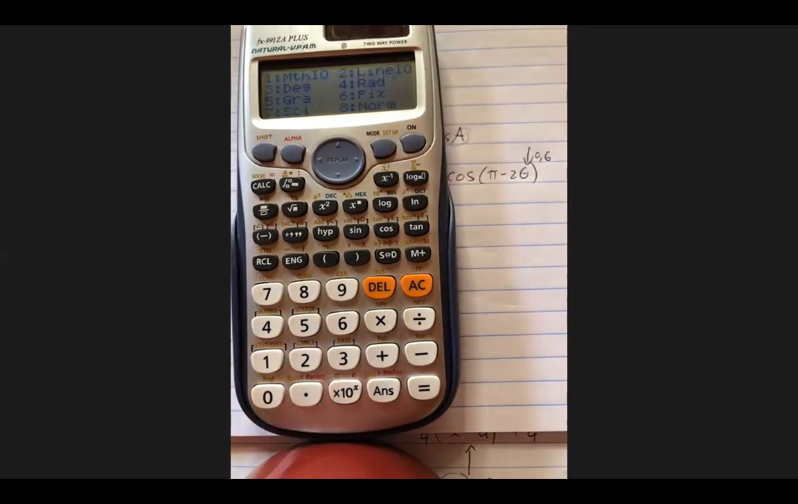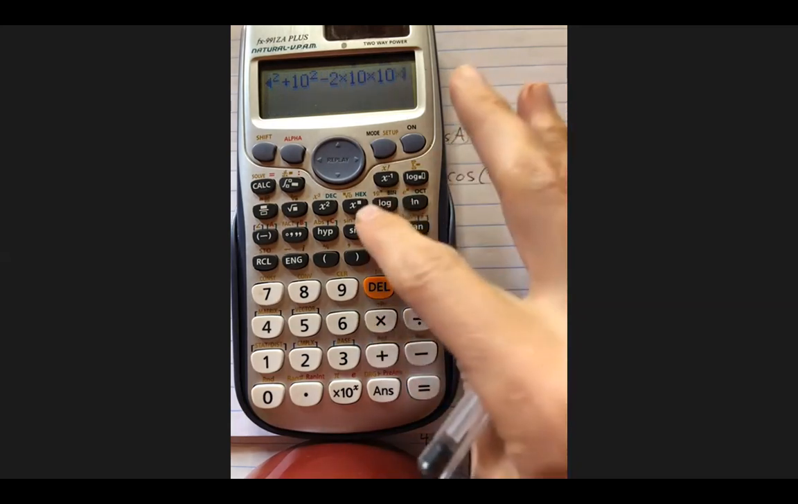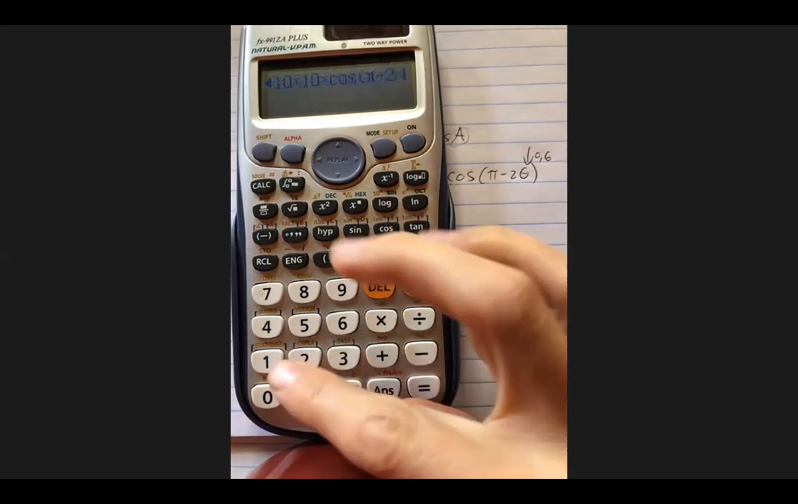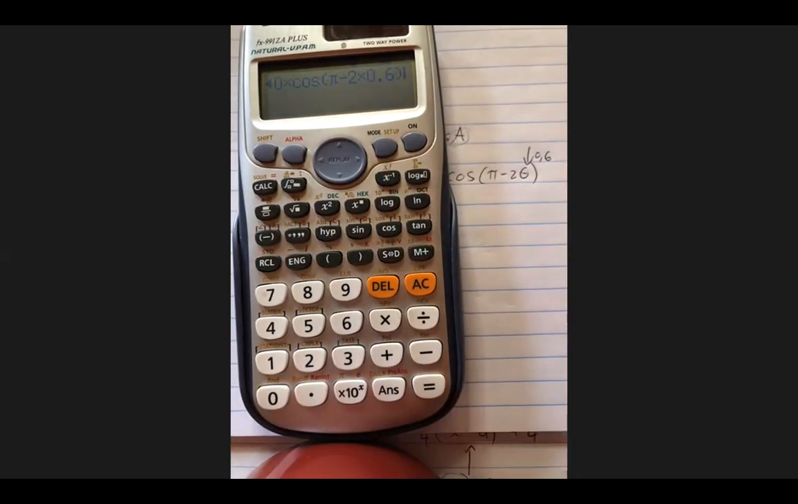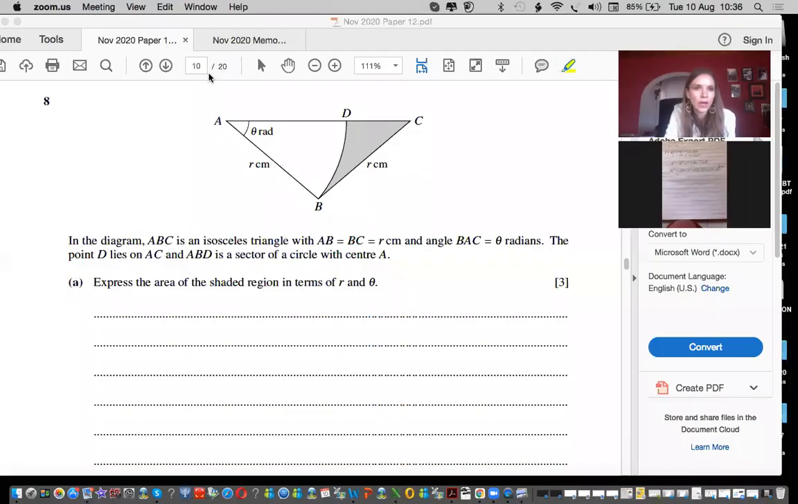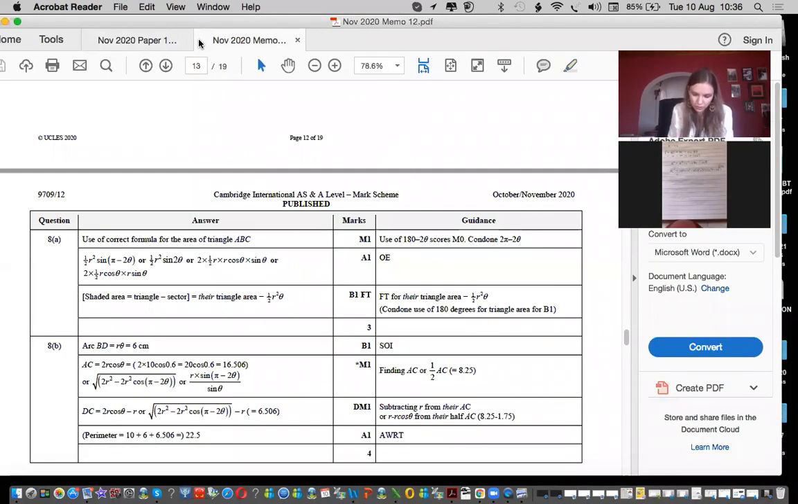Shift setup, go to 4. Now you'll see that there's a small little r at the top. So now my calculator will be able to handle what I'm typing in. Cos pi, shift there, that's pi, minus 2 times 0.6. Okay. I get 272. Just remember, this is now AC squared. Whatever you get for an answer now, that'll be AC squared. So then just square root that answer to get proper AC.